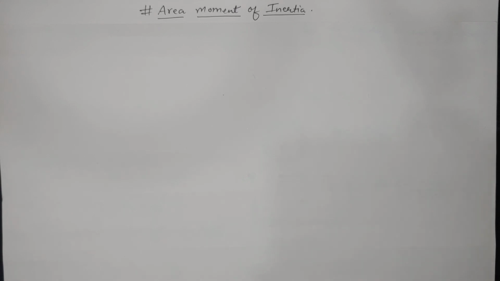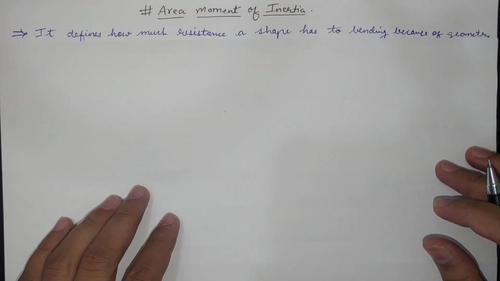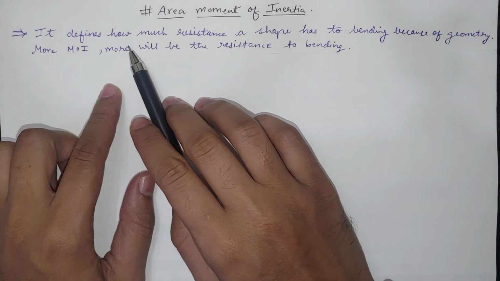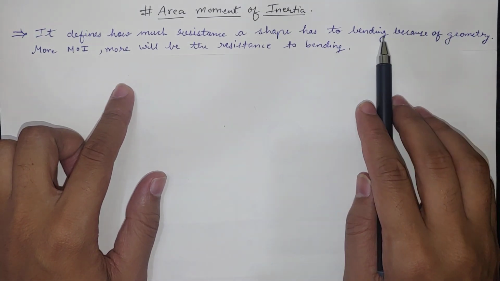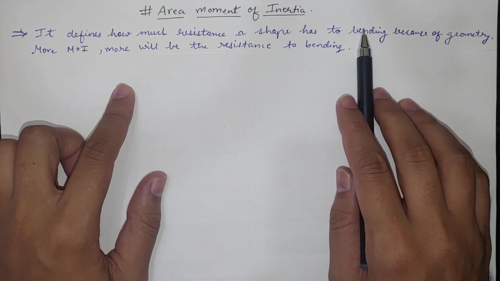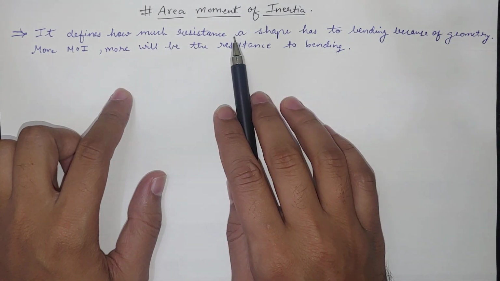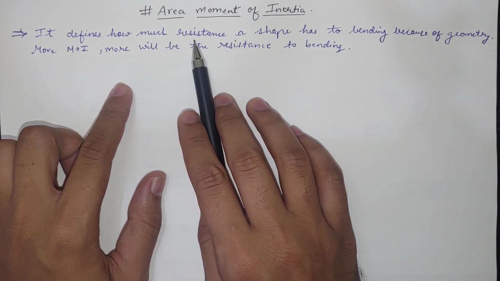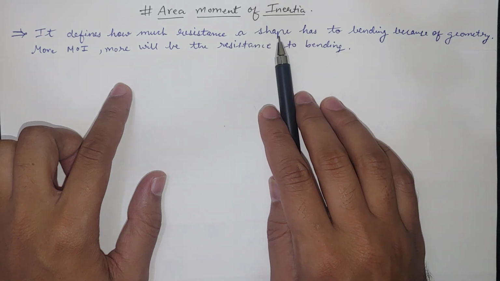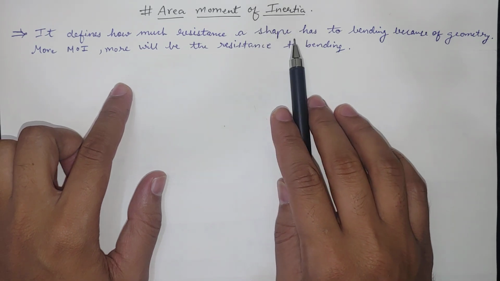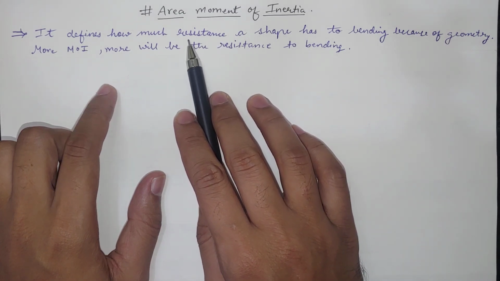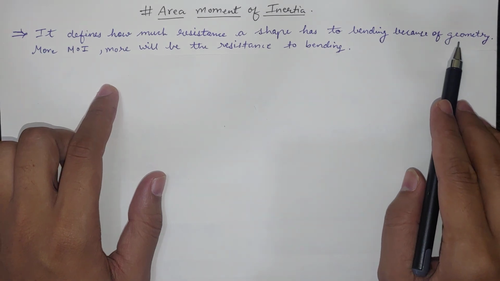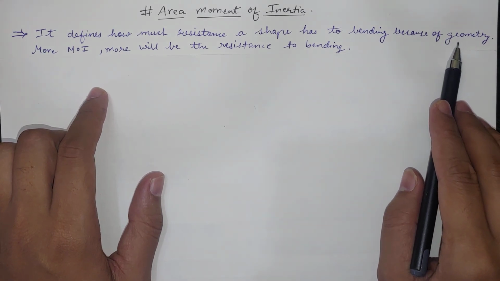In this video we will see area moment of inertia. It is defined by how much resistance a particular shape has to bending. Meaning if a load is bending the shape, how much will the area resist, and how much resistance is there due to the shape. It's a parameter which we can measure and calculate. The more the inertia, the more the resistance, and that is because of the geometry, meaning the area of that particular shape.